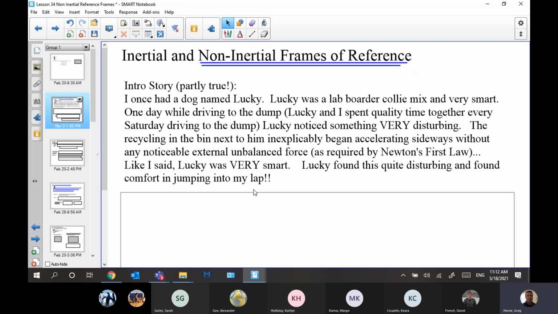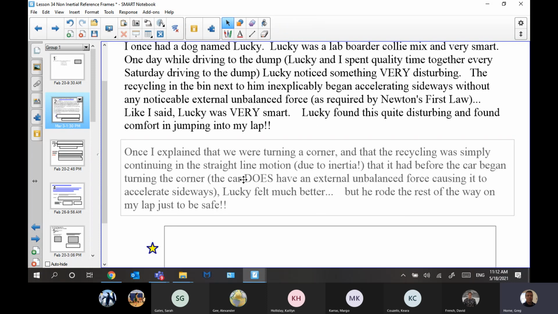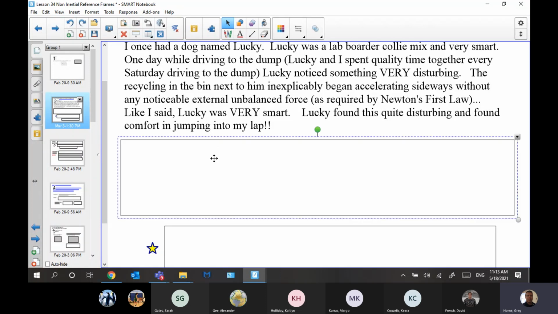That part's true. The drive to the dump was true. The cans falling over was true. Him jumping into my lap is true. The part probably not true was him being nervous about it because of it not having an explainable force in that reference frame, right? All of a sudden these cans are flying sideways and he's like, what the heck? It's like magic, right? So I jokingly described that he recognized that and was nervous about it.